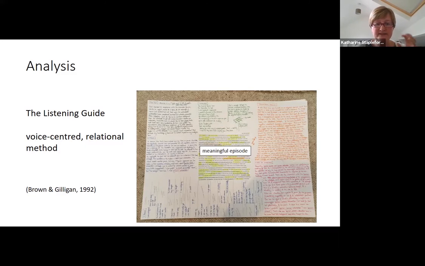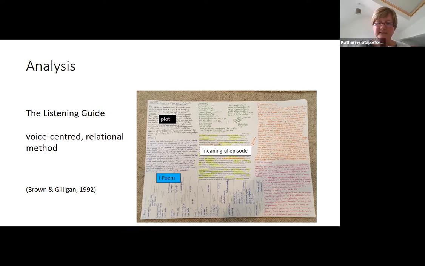So in the center is the meaningful episode that I identified for the participant. And then around the outside are the different focuses or lenses through which I read or listened to the episode. So the first listening is for plot. And this is where you identify key events, characters, ideas, and also you note your own response to that. So it's kind of a retelling of the original episode.